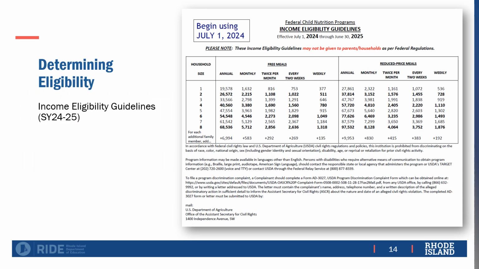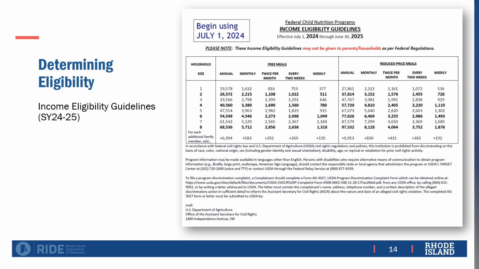This is an example of what the eligibility guidelines look like. You will need this chart to help you make eligibility determinations by comparing it to the total income entered on a meal benefit application. Remember that if there are different frequencies of income entered on the meal benefit application, you must annualize the income before comparing it to this chart.